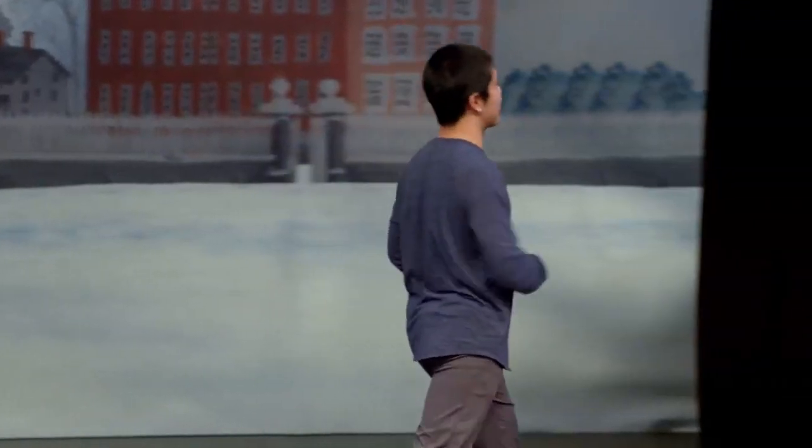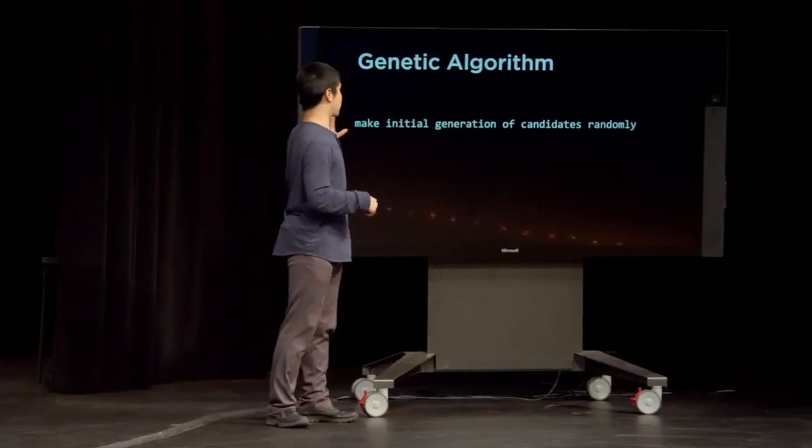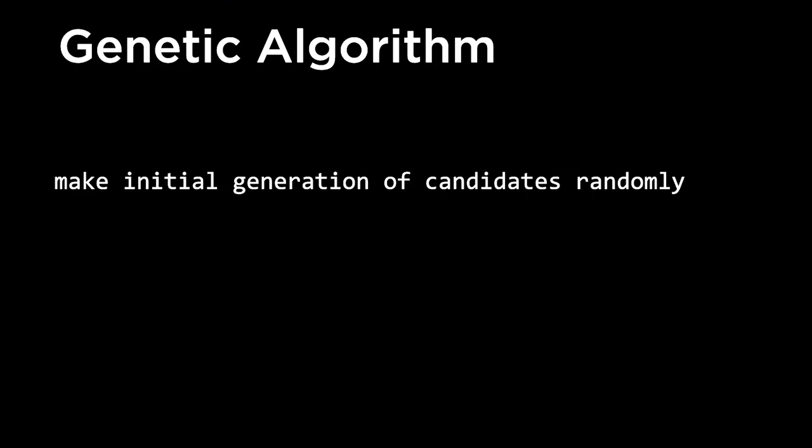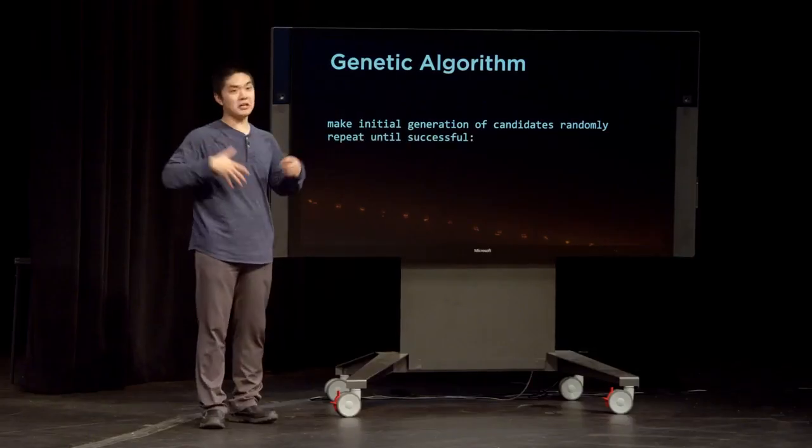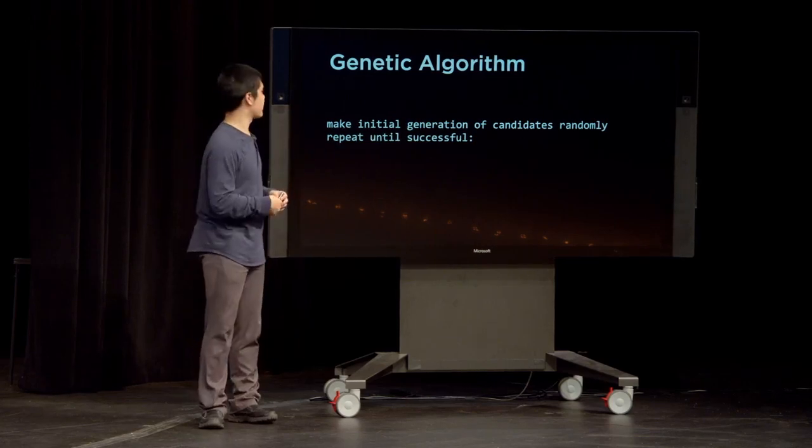The pseudocode for which might look a little something like this. We're going to start by making an initial generation of candidates randomly, where each candidate is some program designed to try and solve some task. But rather than program it intelligently the way you've been doing all semester, we're just going to program them randomly to just make random choices. And we're going to repeat this process until eventually they're successful.